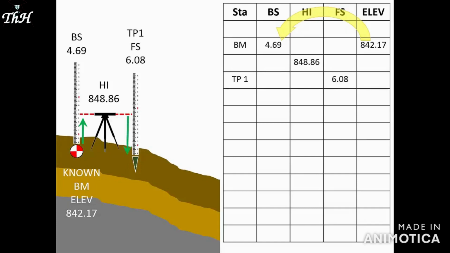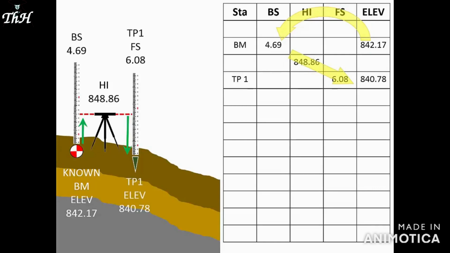Turning point 1 is physically below the instrument line of sight, which has an elevation we call the height of instrument. For this setup, the HI, as we said a moment ago, is 848.86 feet. Therefore, 848.86 feet minus 6.08 feet, the foresight reading, equals 840.78 feet. This is the elevation of turning point 1, and we'll record that in the elevation column on the turning point 1 line.